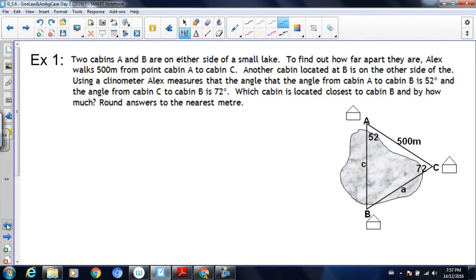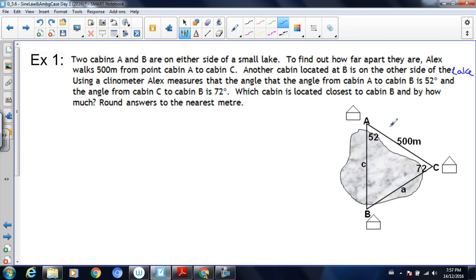Okay, let's move on. So, example number 1. Two cabins, A and B, are on either side of a small lake. Here's cabin A, here's cabin B. Now, to find out how far apart they are, Alex walks 500 meters from cabin A to cabin C, another cabin. Cabin B is on the other side of the lake.